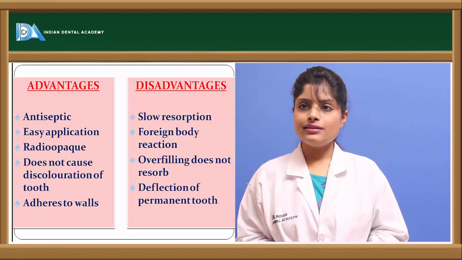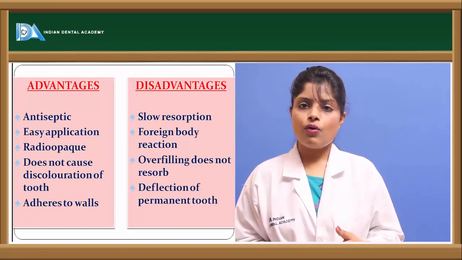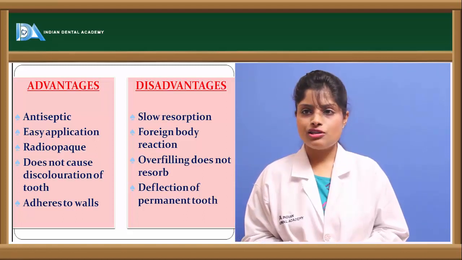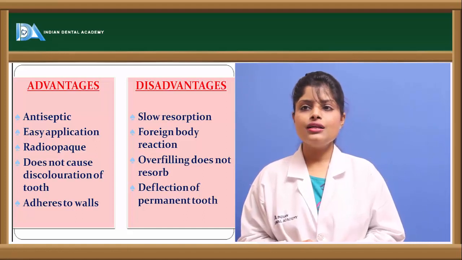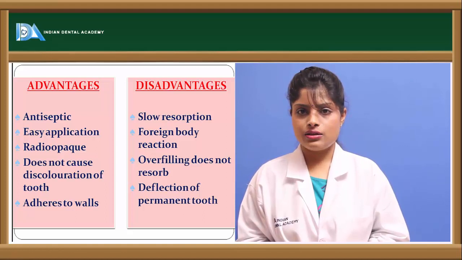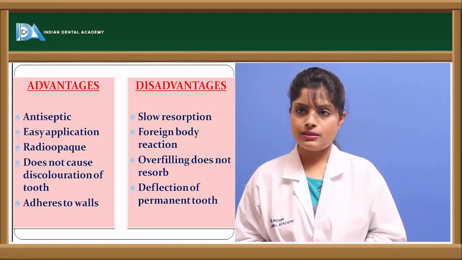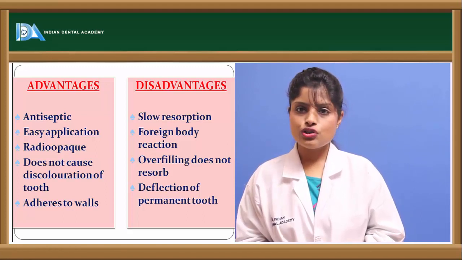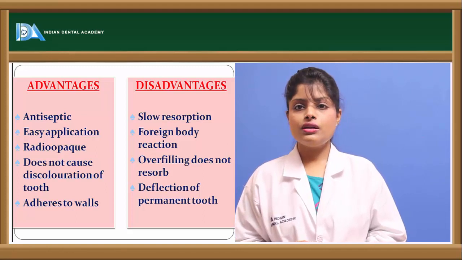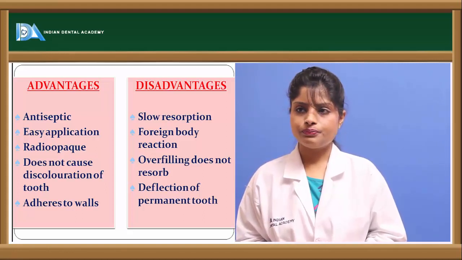But the advantages are that it adheres to the wall properly, avoiding any voids in the canal cavity and providing a three-dimensional seal. It does not discolor the tooth, is radiopaque and can easily be applied. It also has antiseptic and antibacterial properties. But zinc oxide eugenol paste sets into a hard mass. So, if removal is required, it cannot be easily removed from the canal.